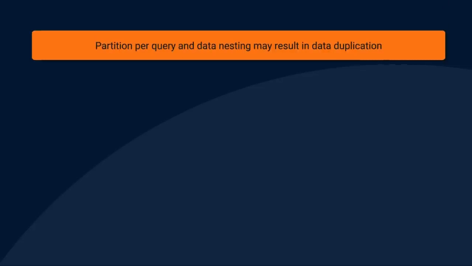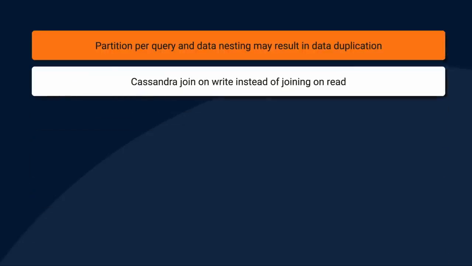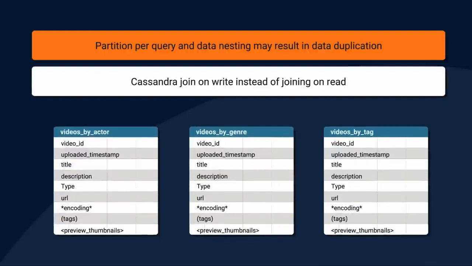Partition per query and data nesting may result in data duplication. In relational data models, the tables are joined as we read the data. In Cassandra, however, instead of wasting time on reads, the data is taken and returned to the client application. For example, we have 3 tables that represent the videos object: videos by actor, videos by genre, and videos by tag. This duplicates data across tables, partitions, and rows. That means every time we want to store a new video, we have to write a record into each one of these tables to keep them in sync.